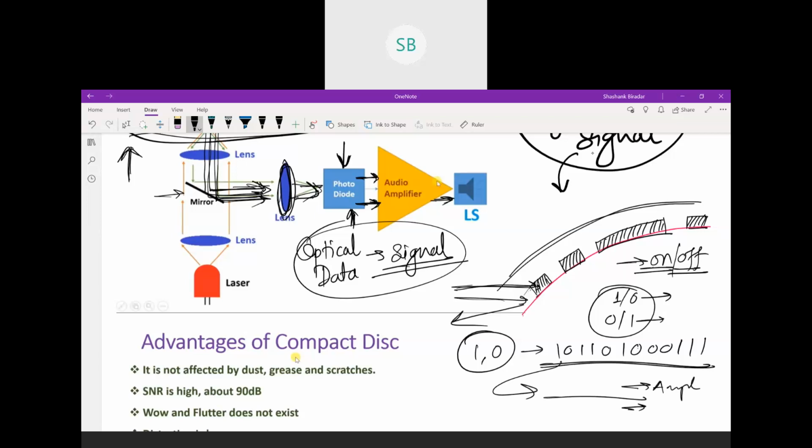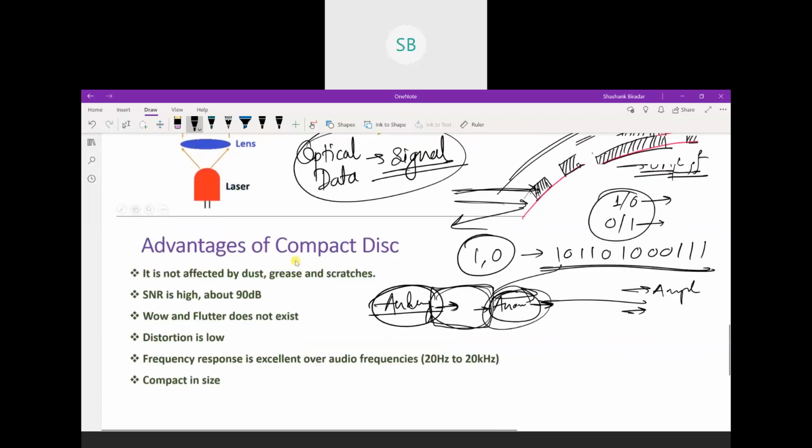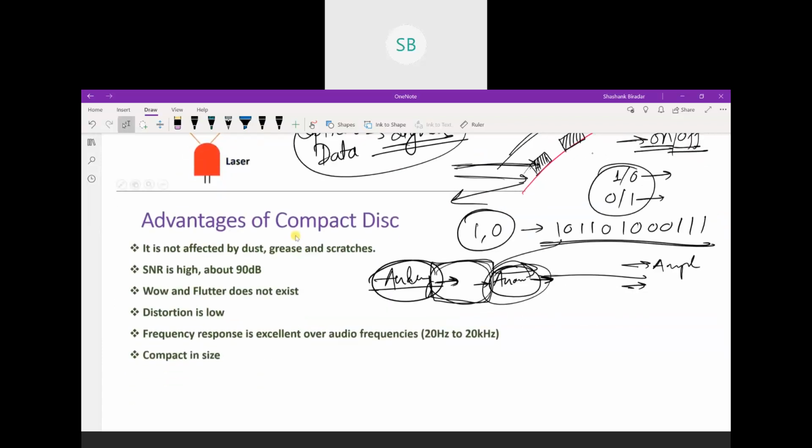So right from the analog, because we have analog input as voice, and for the speaker we are giving analog again as a signal. Whatever we speak into the microphone, we must get the same at the speaker. Inside this black box all these things are happening. Am I right? Okay, so coming to the advantages of the compact disc.